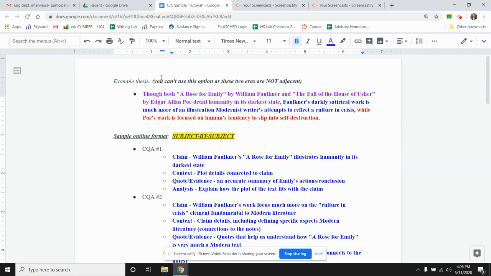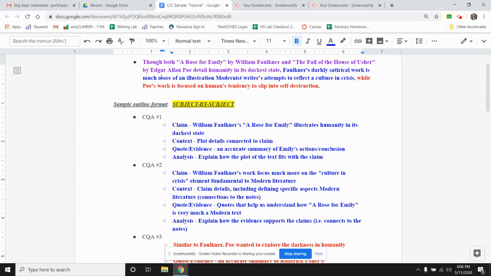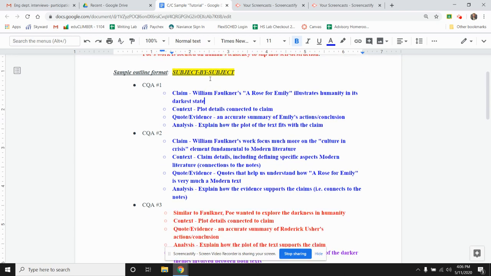So how do you create a paper that really reflects these ideas? Well, you can organize your thoughts in a couple of different ways. What I'm going to show you now is called the subject by subject style of comparison contrast writing. Subject by subject just means that you start with one subject and then you move to another subject.